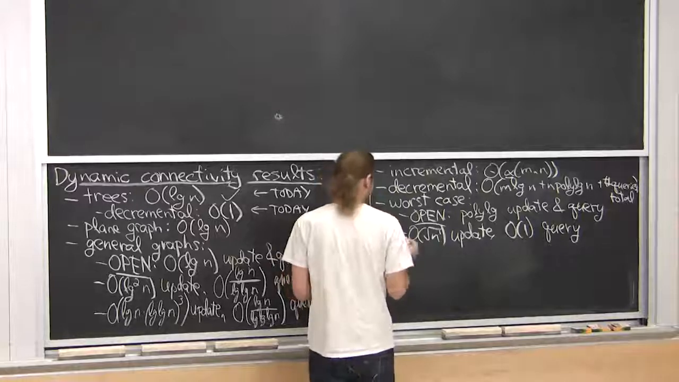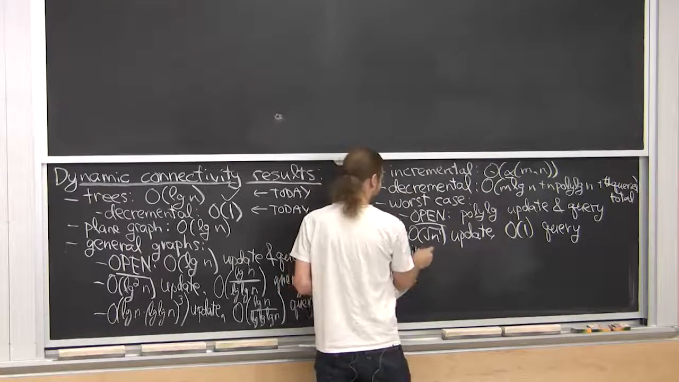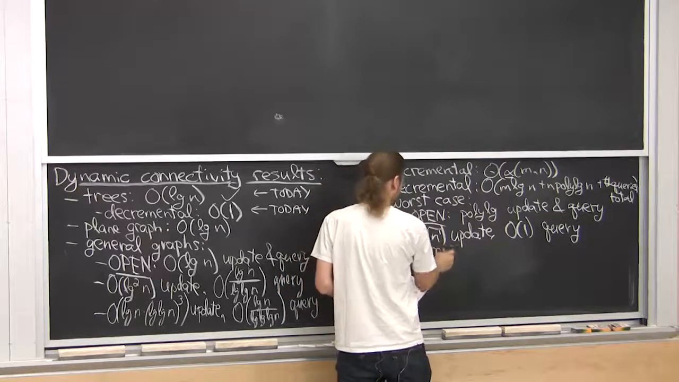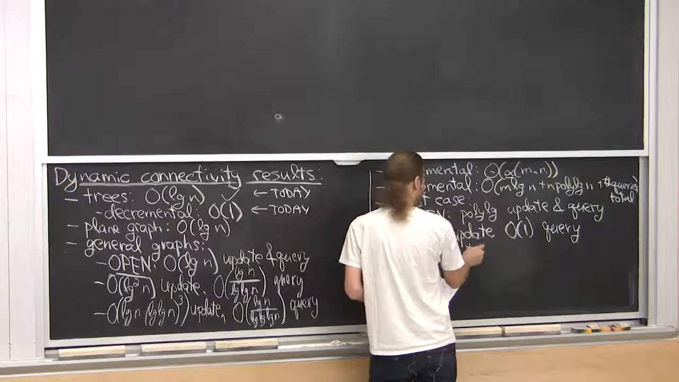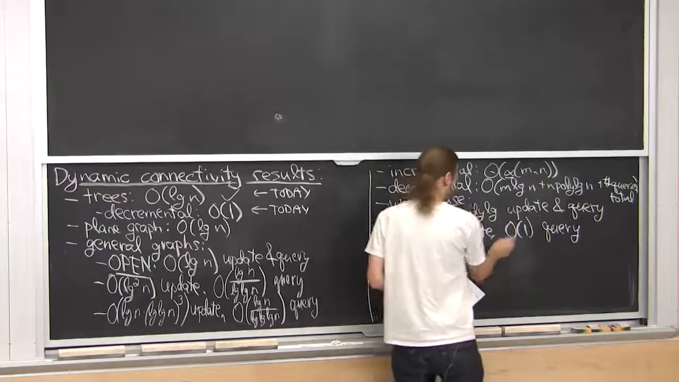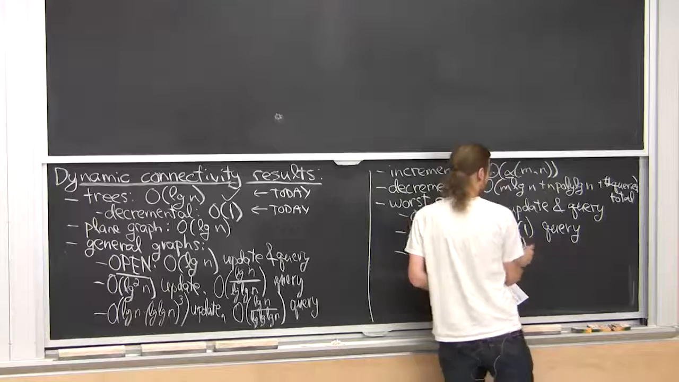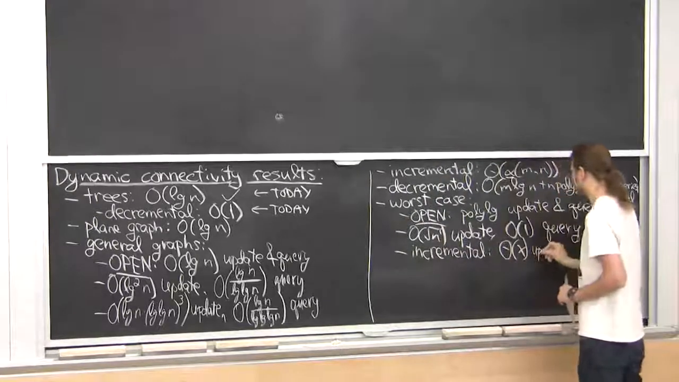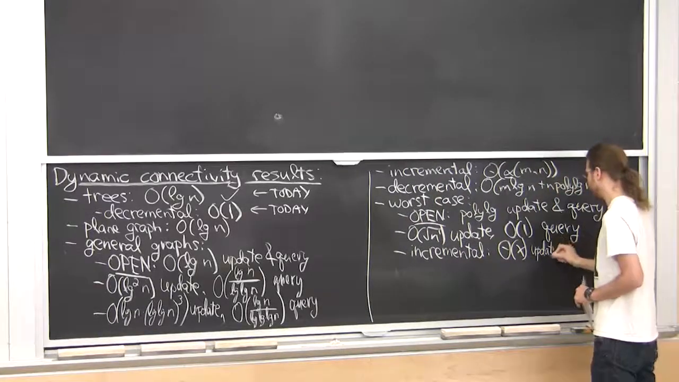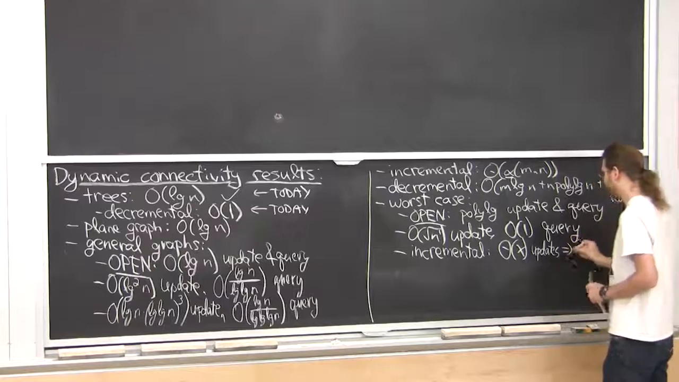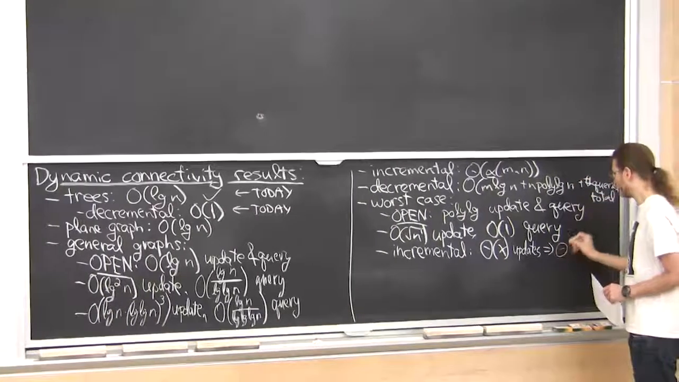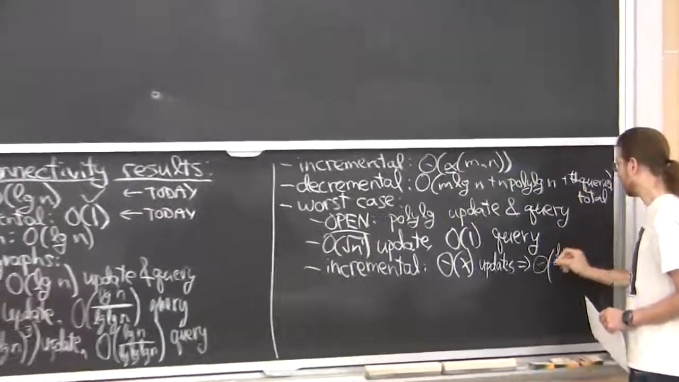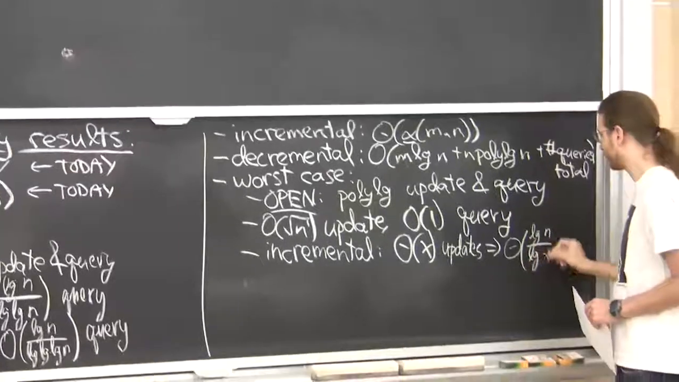And there's one other result for worst case, which is if you want to do an incremental solution, so you're just inserting edges, then there's a bound. It's actually a whole trade-off between updates and queries. If you have updates that take order x time, then you get queries that take log n over log x time.